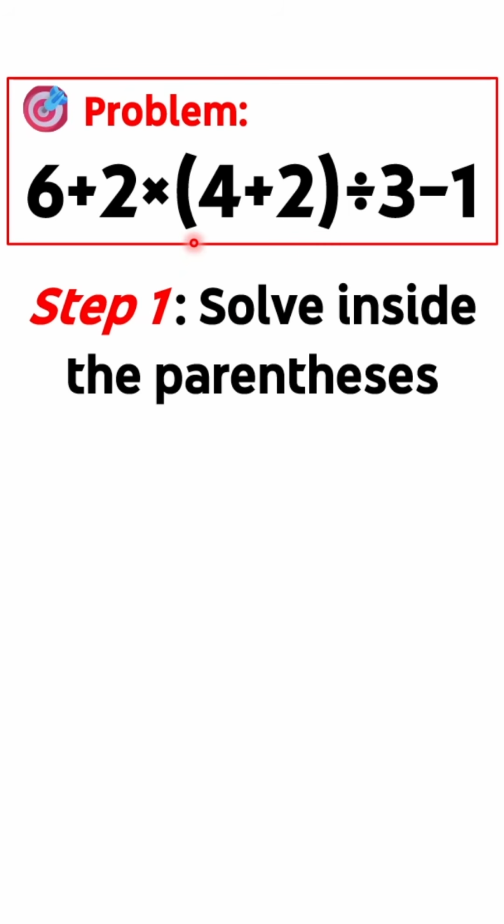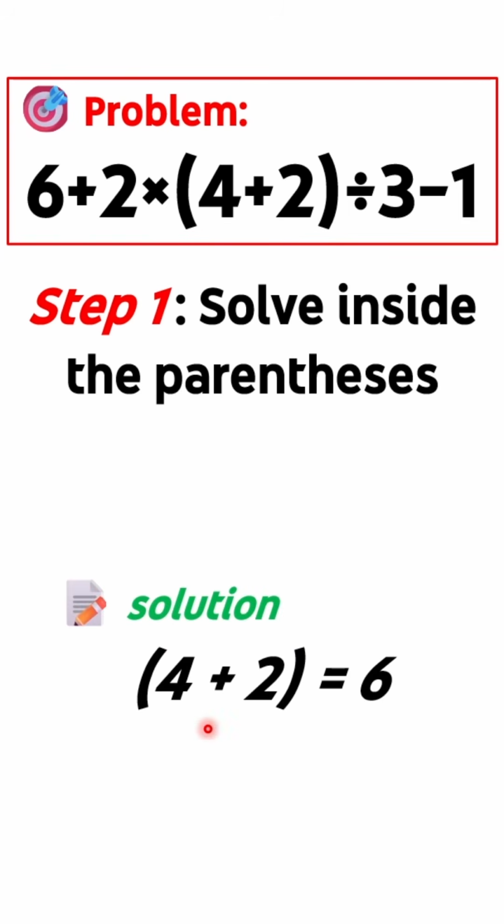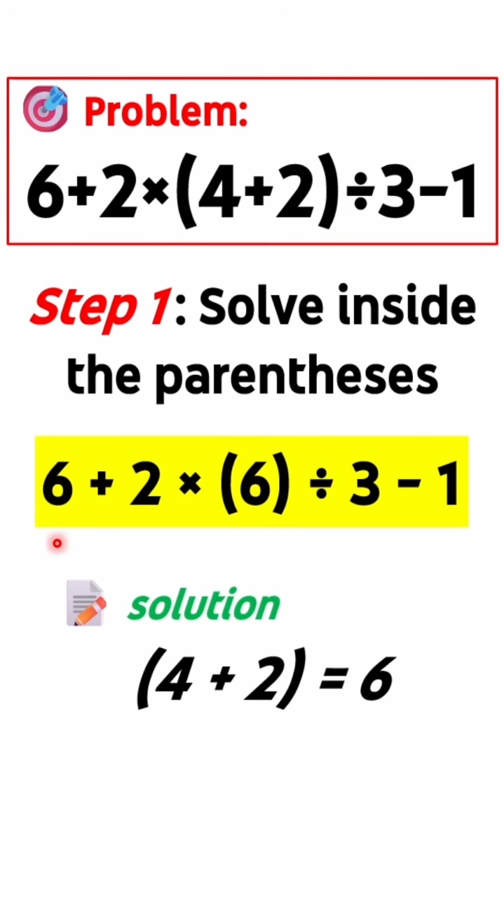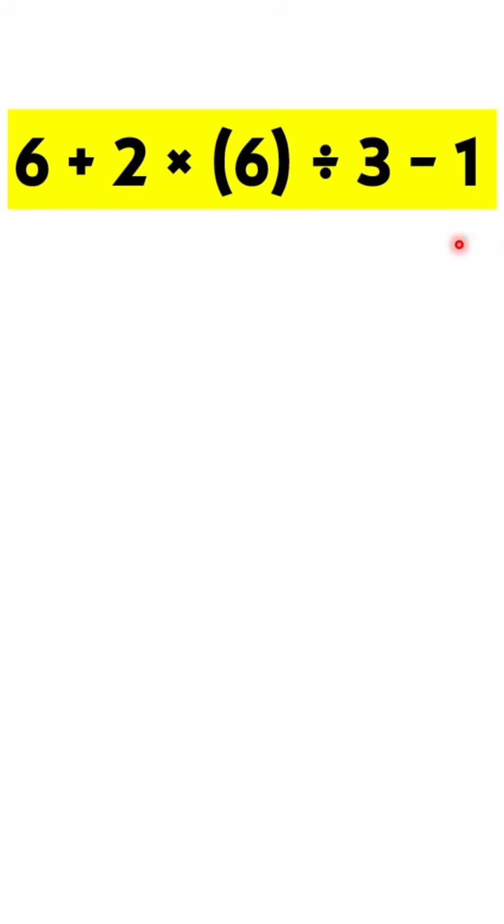Inside the parentheses, we have 4 and 2. So, 4 plus 2 equals 6. Therefore, our new equation is 6 plus 2 times 6 divided by 3 minus 1. Here's the new equation: 6 plus 2 times 6 divided by 3 minus 1.